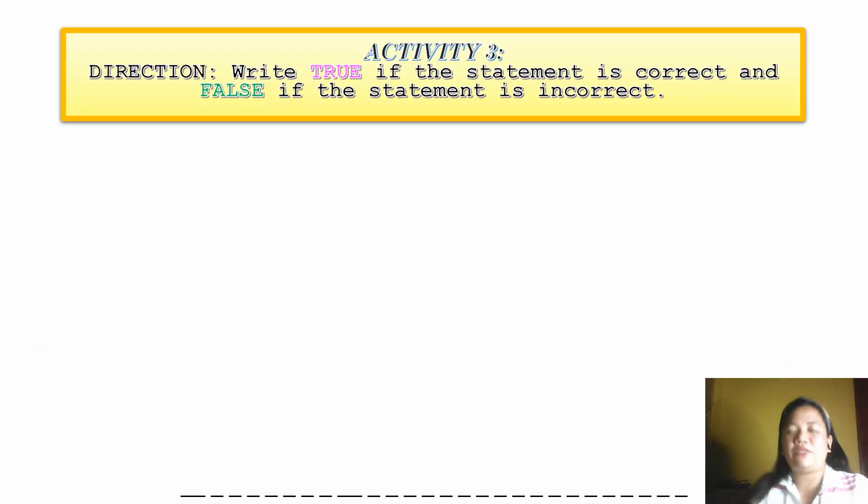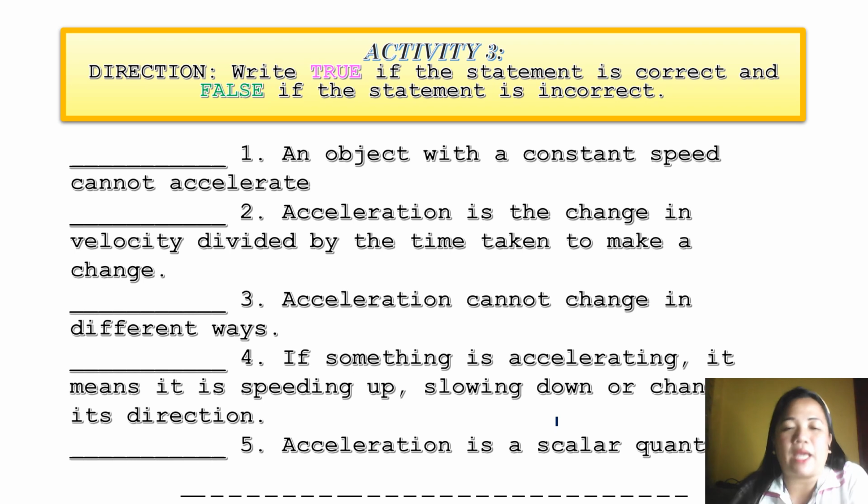Okay, so for activity number 3, we have to identify true or false, and correct the statement if it is incorrect. Okay, let's identify this one. An object with constant speed cannot accelerate. Kapag ba ang object ay constant speed, wala na siyang karapatang mag-accelerate? Is it true or false? Okay, it is true. Next, number 2, acceleration is the change in velocity divided by the time. What is our answer? Okay, true.